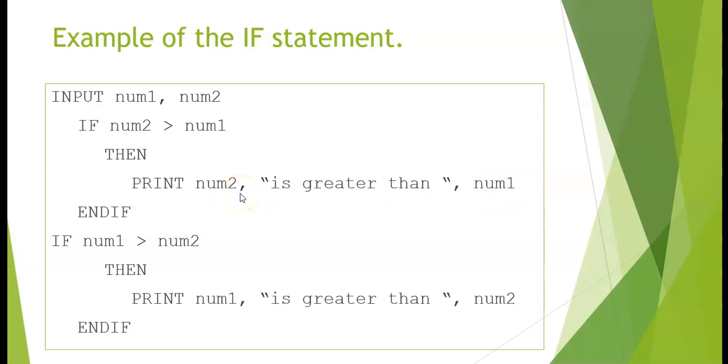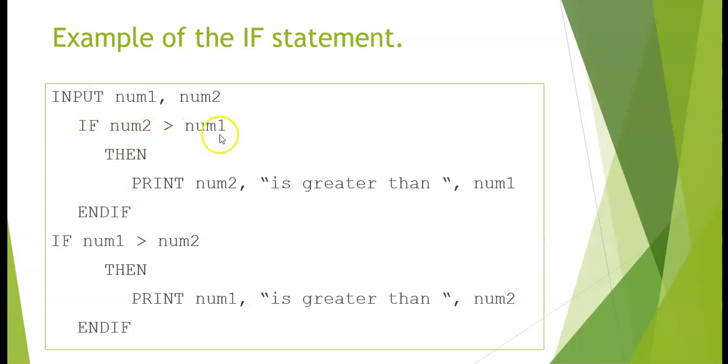Remember, the comma isn't actually a comma in the text that's going to be displayed to the user. This comma is like the and symbol that we use in Excel. It combines num2 with the text is greater than, and combines num1 to the text at the end as well. And then end if to indicate that this if statement is complete.